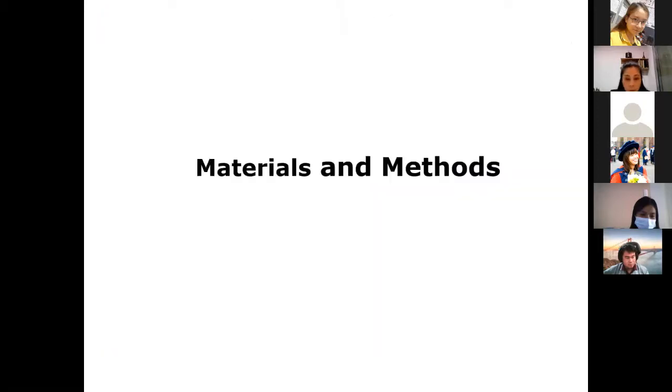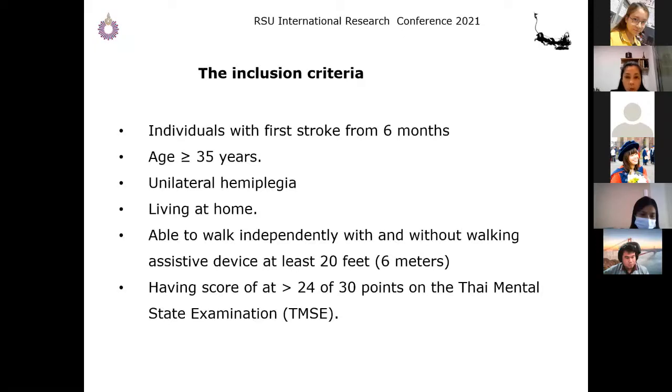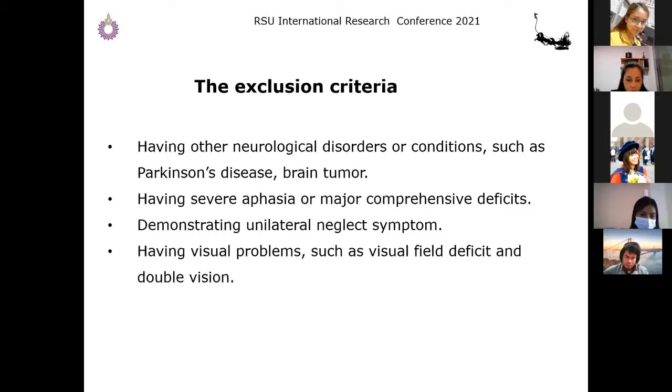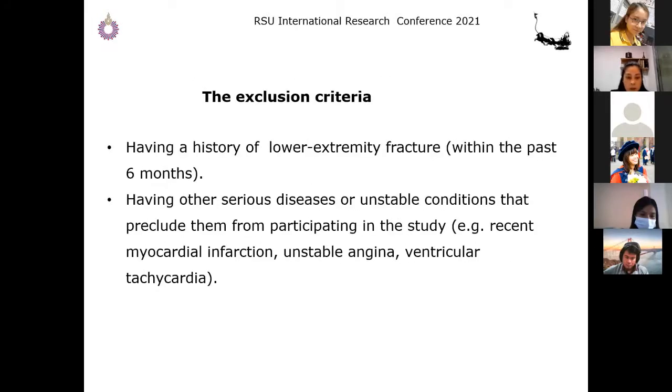The participants were individuals with first stroke of more than 6 months, age greater than 35 years, with unilateral hemiplegia, living at home and able to walk independently at least 6 meters, having a TMSE score greater than 24 points. The exclusion criteria were other neurological conditions or serious conditions such as fracture or an unstable condition.